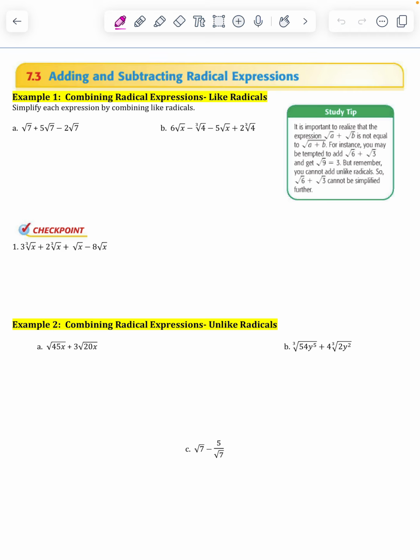So the square root of 7 plus 5 square root of 7 minus 2 square root of 7, you literally would just do 1 plus 5, that's 6. 6 minus 2 is 4. Altogether, this would simplify to be 4 times the square root of 7.